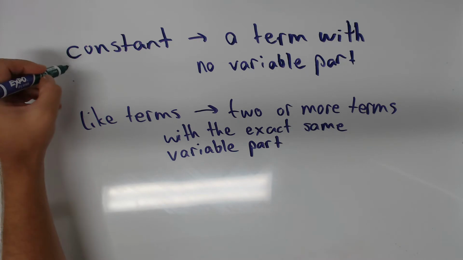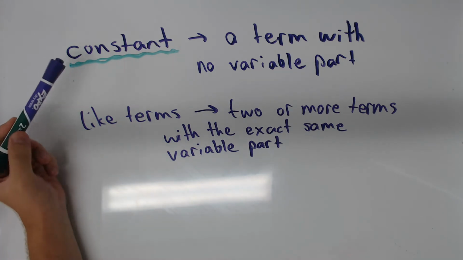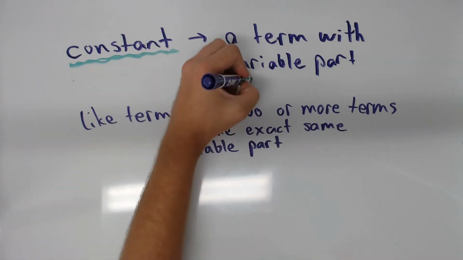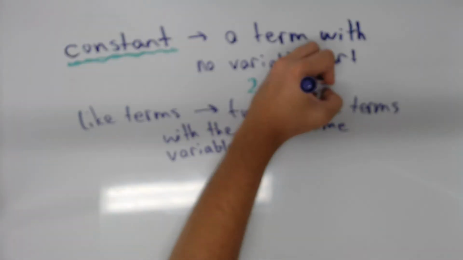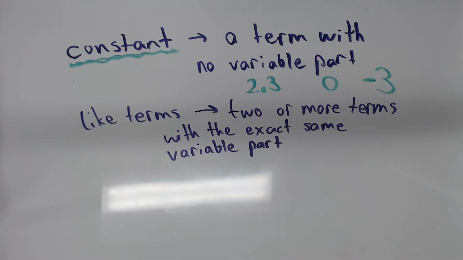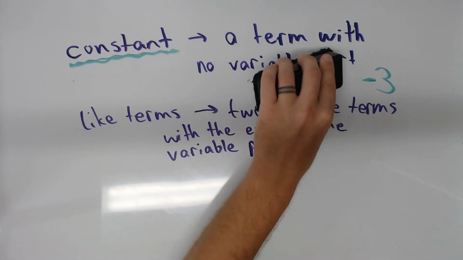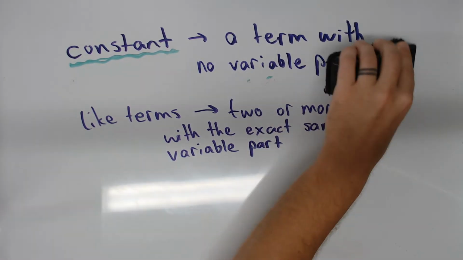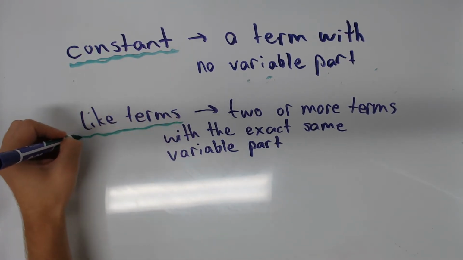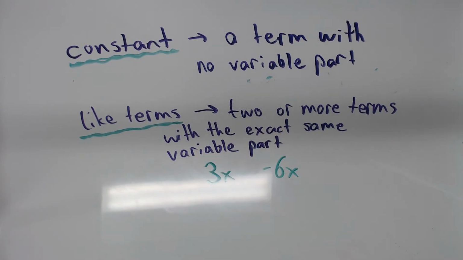Constant is going to be a word you hear all the time, constantly, in math. And it's always talking about terms with no variable part. So 2.3 is a constant. 0 is a constant. Any negative number like -3 would be a constant as long as it does not have a variable with it. All right, and then like terms are two terms that have the exact same variable part. So it does not matter what the number piece is, the coefficient's the number in front. 3x and -6x would be like terms.